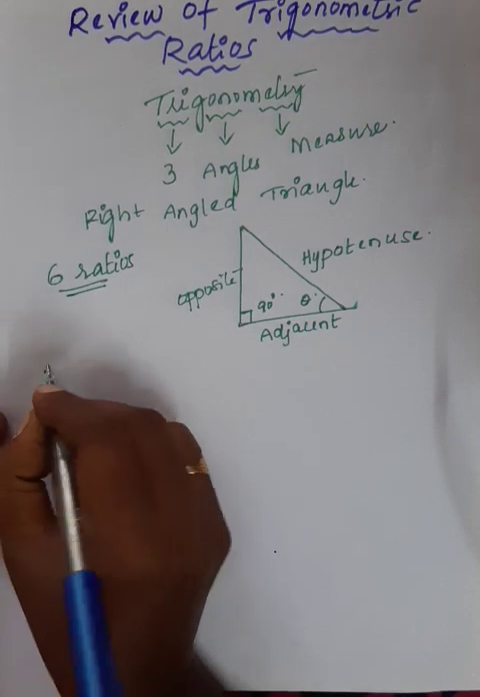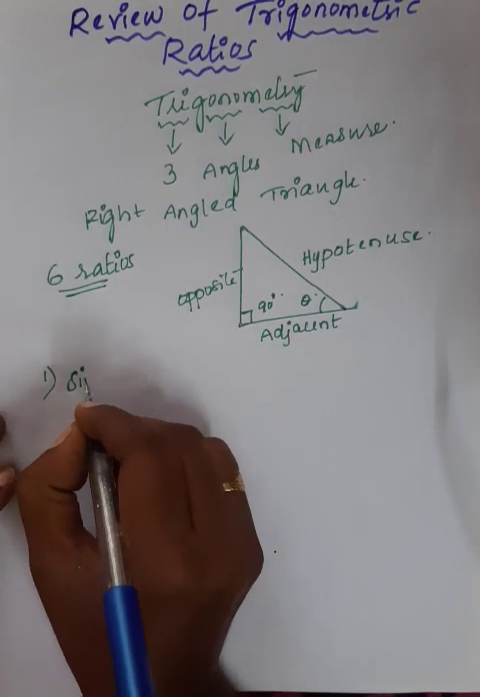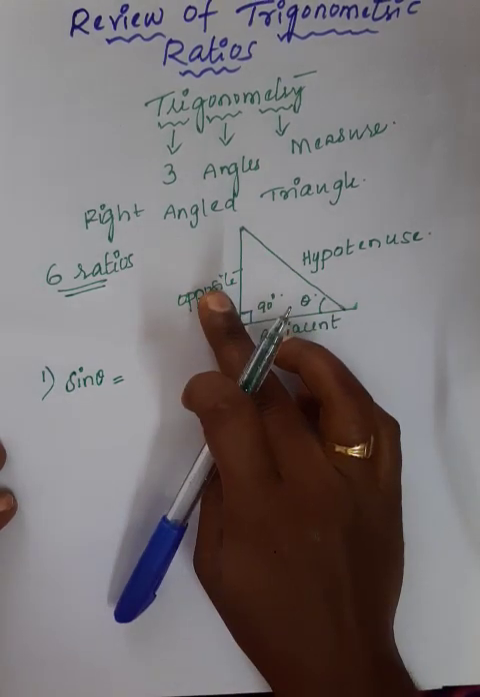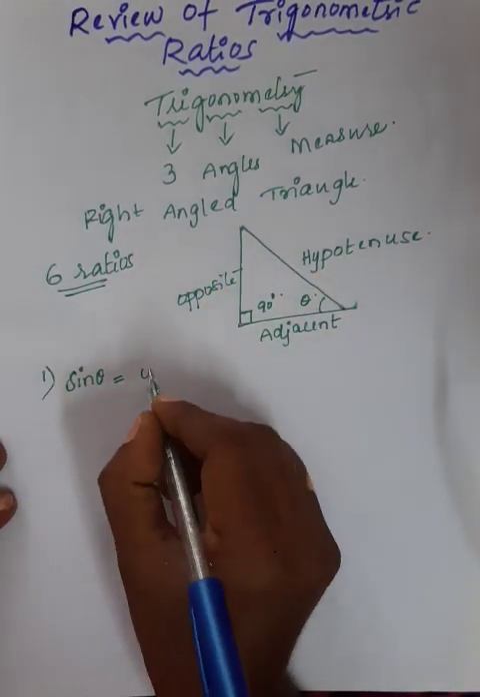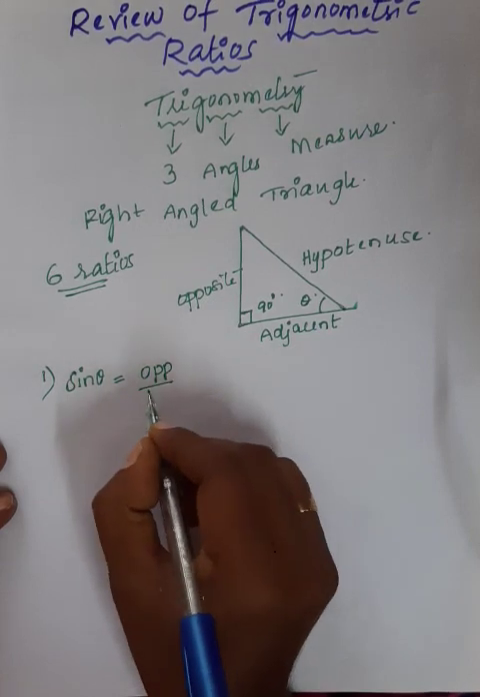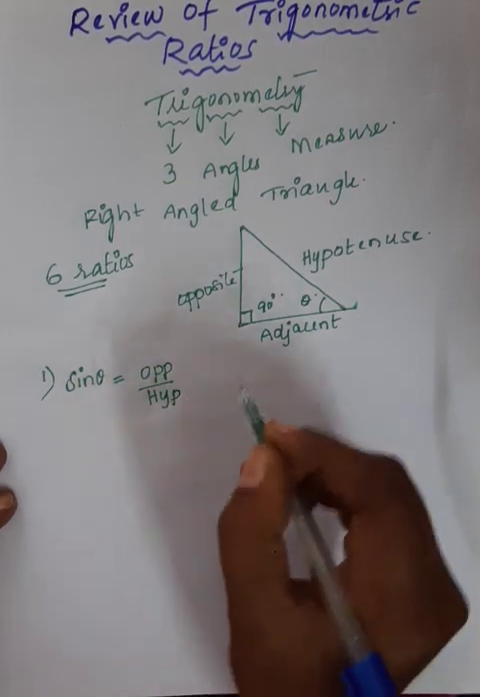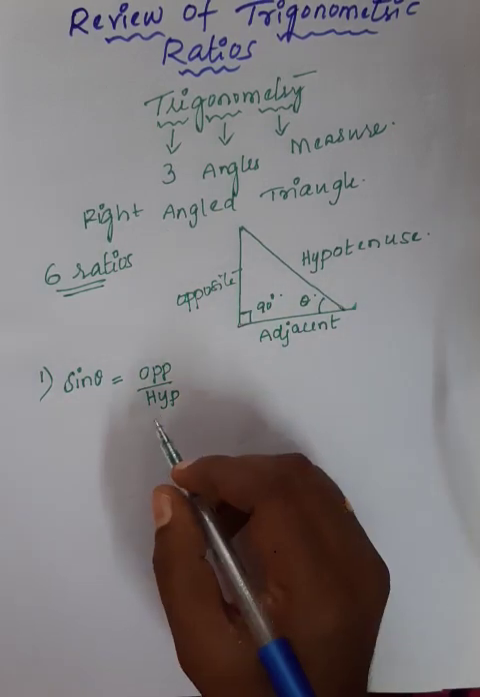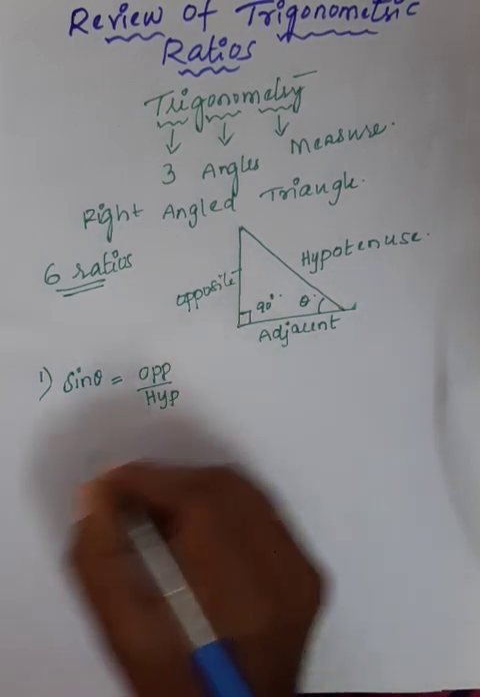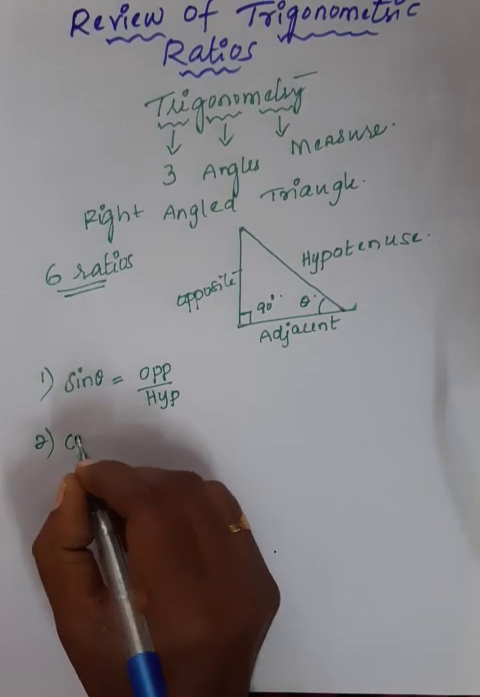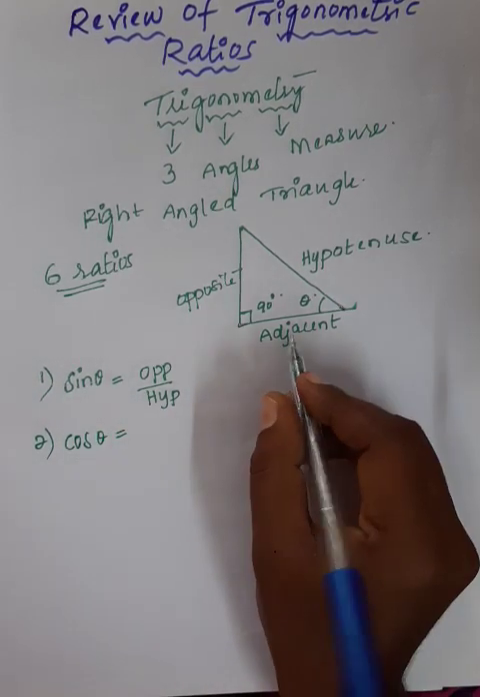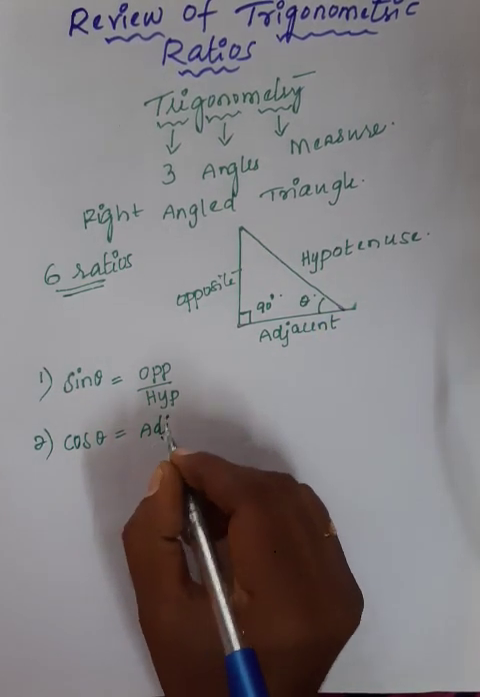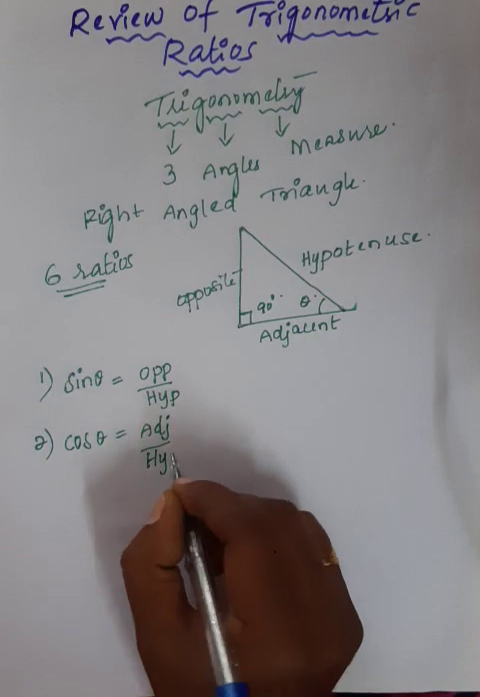First one is sin theta. Sin theta is opposite side by hypotenuse. The shortcut of opposite side is OPP. The shortcut of hypotenuse is HYP. Second one is cos theta, which is adjacent side by hypotenuse. The adjacent short form is ADJ by HYP.